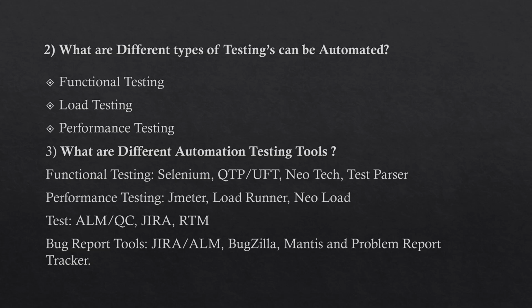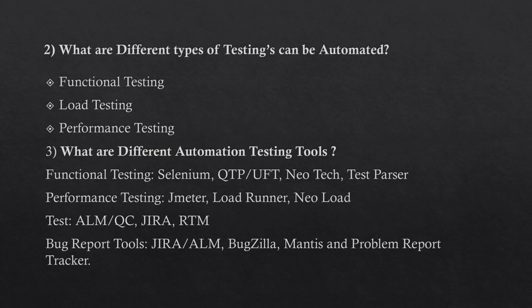What are the different types of testing that can be automated? Under that, the first type is functional testing, which we can automate, and load testing also we can automate. Likewise we have performance testing also, which we can automate with the help of a tool. But there are different types of testing which cannot be automated, such as user interface testing, usability testing, security testing, and compatibility testing, which are not possible to automate with Selenium or any kind of tool.